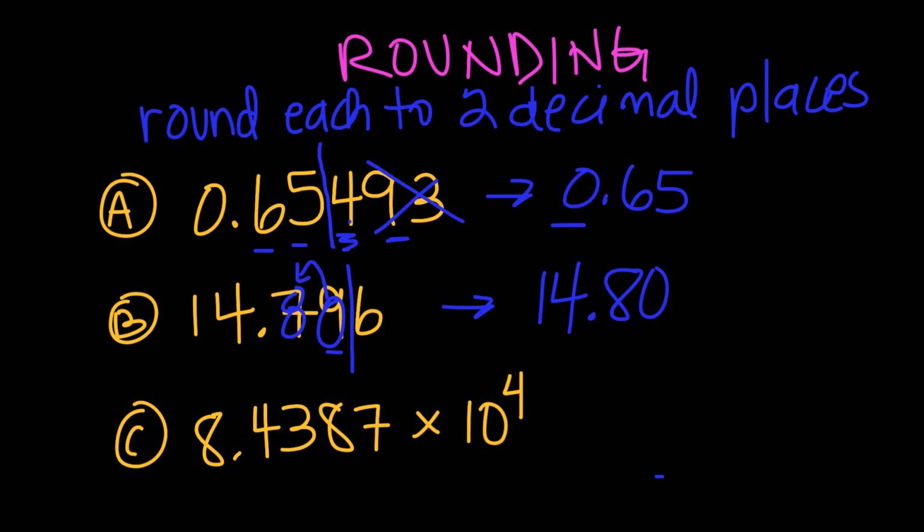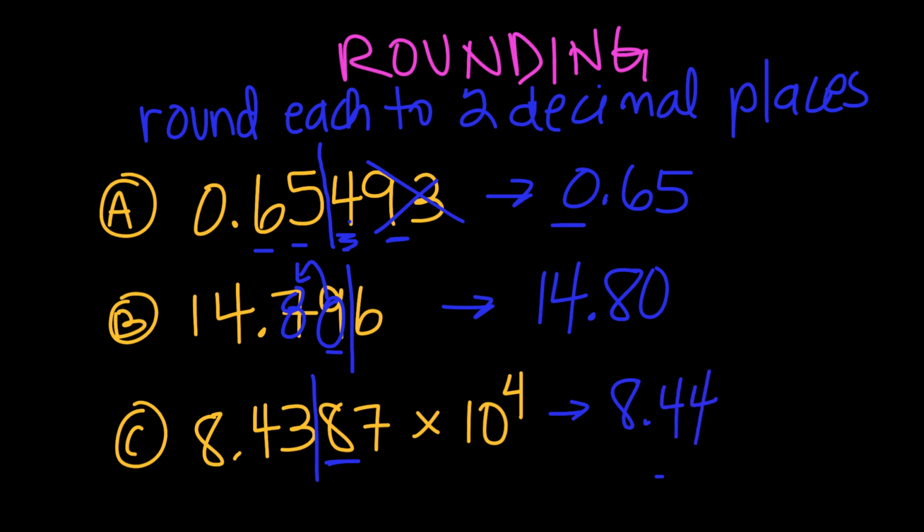Now here we have an example in scientific notation. So the good news for scientific notation is you don't have to take it out of scientific notation. If it says round to 2 decimal places, leave it in scientific notation, count over your 2. Okay, we're going to look directly to the right of the 3. The 8's going to round it up. So your answer here is going to be 8.4.